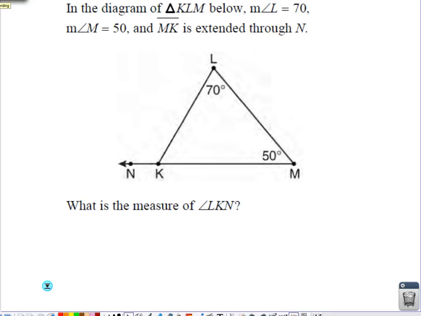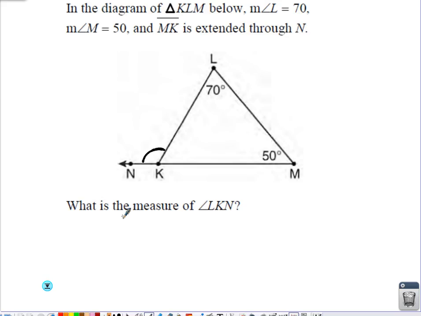In the diagram of triangle KLM below, the measure of angle L is 70, M is 50, and you've got that labeled. The side through K is extended through M. What is the measure of LKN? We're on a different topic now. LKN, we're looking for that angle. Interior versus exterior angles. LKN that I just marked.